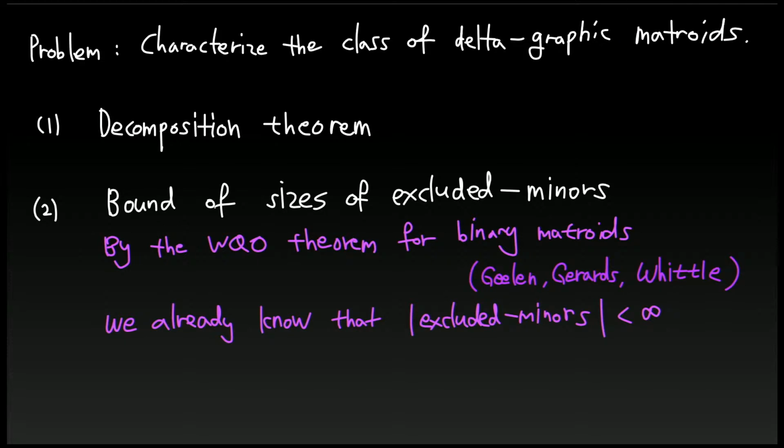So we want to characterize the class of delta-graphic matroids. And about this problem, we got two results. The first one is the decomposition theorem. This theorem gives how we can construct delta-graphic matroids. The second theorem gives a bound on the size of excluded minors. Actually, by the well-quasi-order theorem for binary matroids due to Geelen-Gerards-Whittle, we already know that there are finitely many excluded minors. So we also know that there is some number such that the excluded minors have bounded size. But we don't know any explicit value, so this theorem does not imply our result.